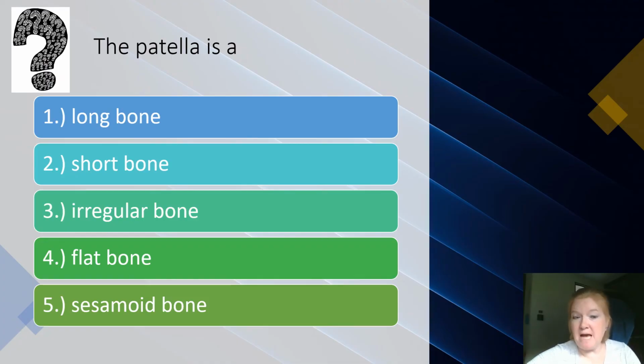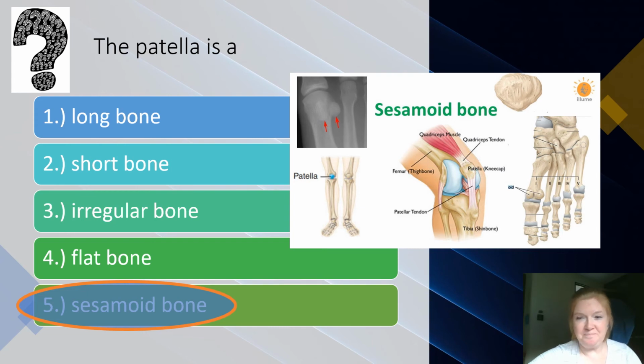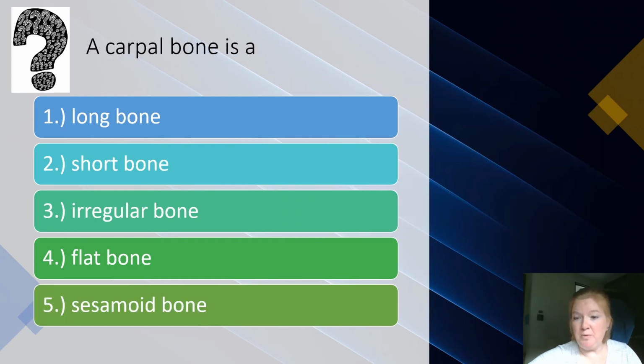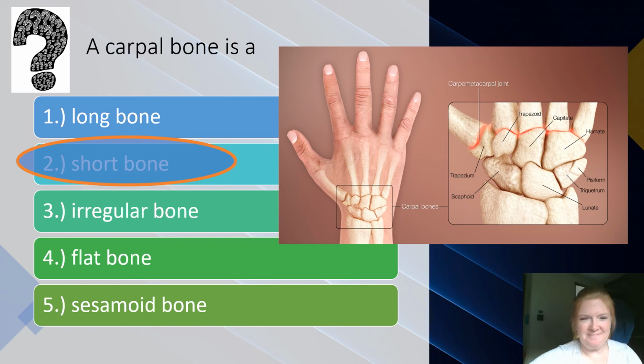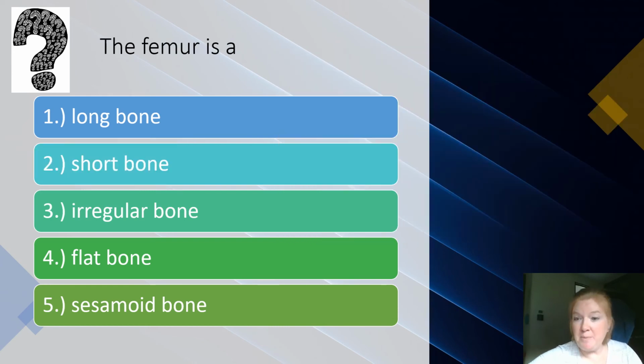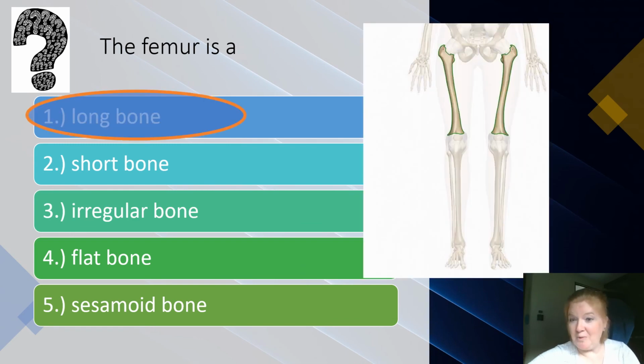All right, so the patella, what type of bone? Sesamoid. Carpal bone, what kind of bone? Short bone, just like tarsals. Femur. Well, you gotta know where the femur is. If you don't, it's your thigh. Long bone.